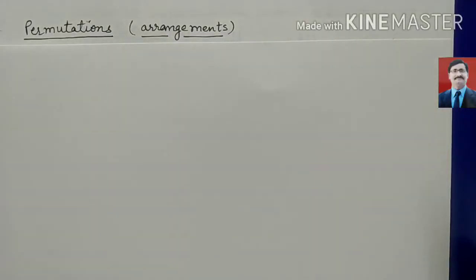Hello students, now we will do the permutations. Permutations is a mathematical name, but in a simple way we can say arrangements. So the number of permutations means the number of arrangements of the objects. This is a very important portion.